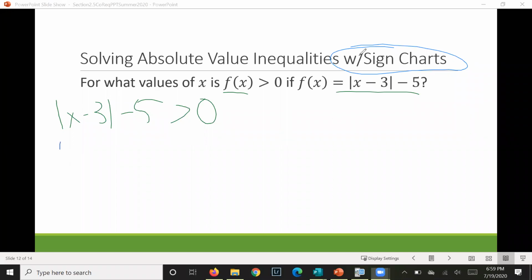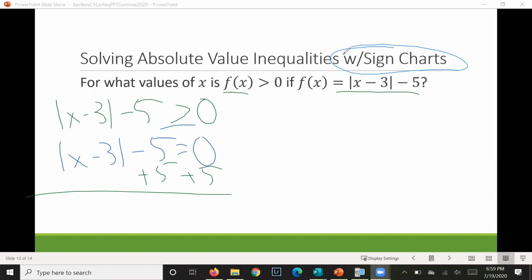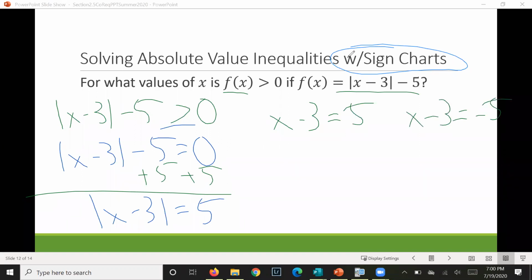So I'm going to start by solving for when the absolute value of x minus 3 minus 5 is equal to 0. Even though we're trying to find greater than, I'm going to solve for where it's equal to. We can do that by adding 5, so we would have absolute value of x minus 3 equals 5. Set up our two equations: x minus 3 equals positive 5, and x minus 3 equals negative 5. Add 3 to both sides of each of them. We'd get x equals 8 and x equals negative 2. So those are the values where the function is equal to 0.